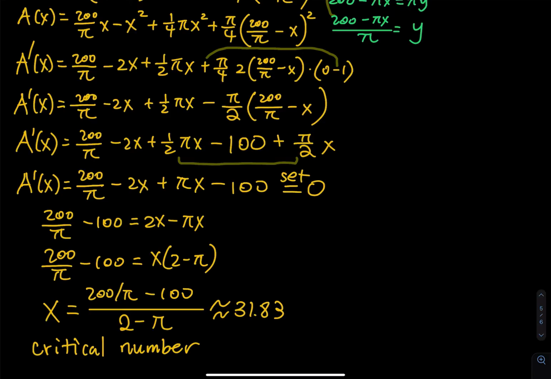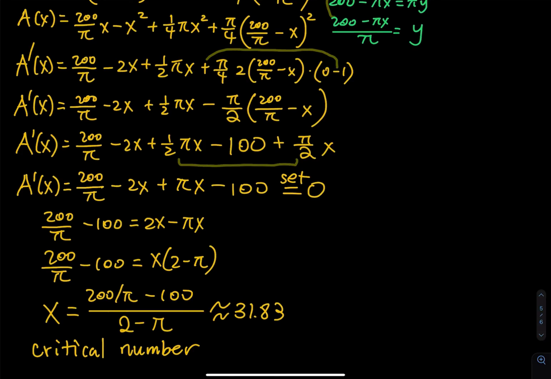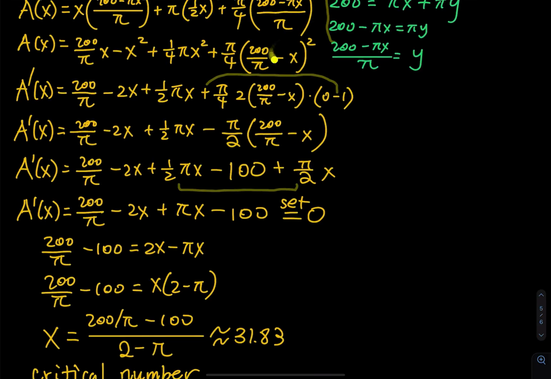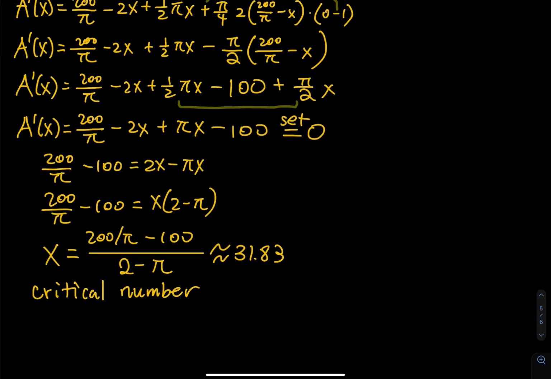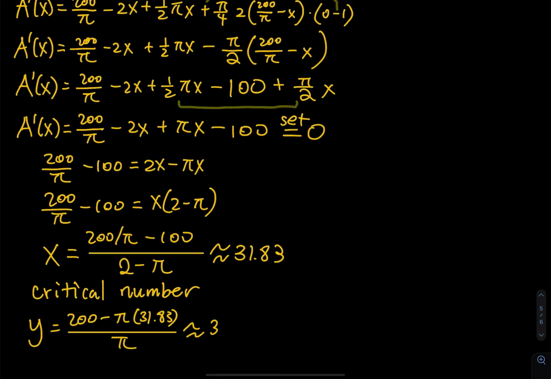So let me show my work to get there. So y equals that. So in order to get y, do you see that there is a y right over here? Follow my cursor. So y equals 200 minus pi x divided by pi, right? So when x is equal to that, y is equal to 200 minus pi times 31.83 and then divided by pi, so you will get 31.83 as well. So if that critical number gives you a maximum, then that is the measurement of x and the measurement of y, if that gives you the maximum.